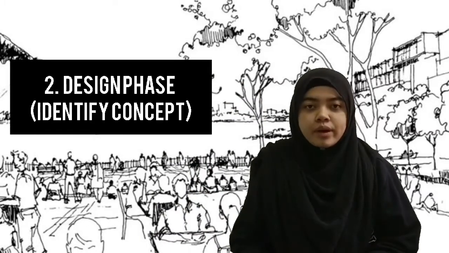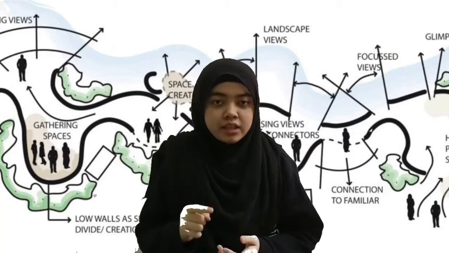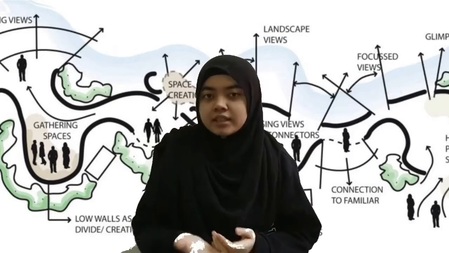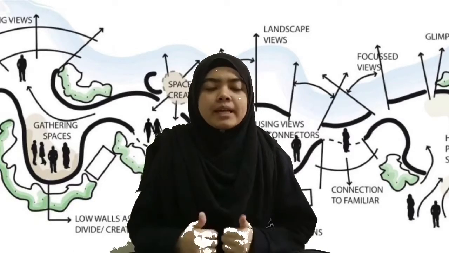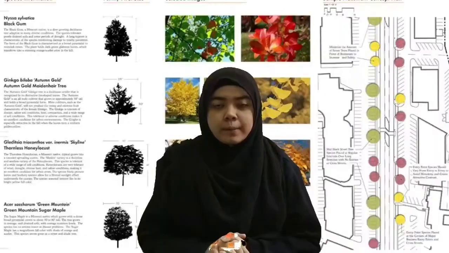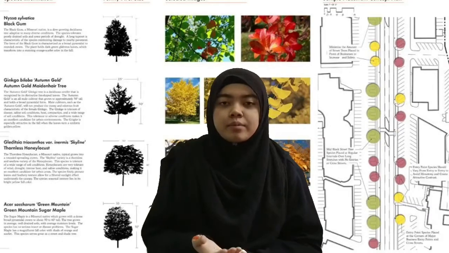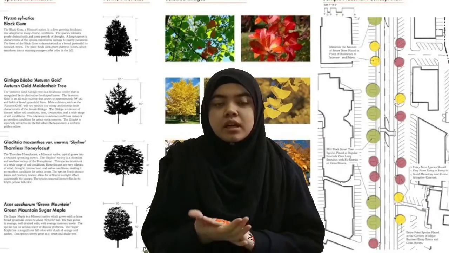Number two is the design phase, which begins with the identification of a concept. In this phase, designers need to give their best form or best shape to this idea. And number three, the technical analysis phase. This is where designers start to select materials such as hard landscape or soft landscape, the tree species, and also including the drawings and construction.